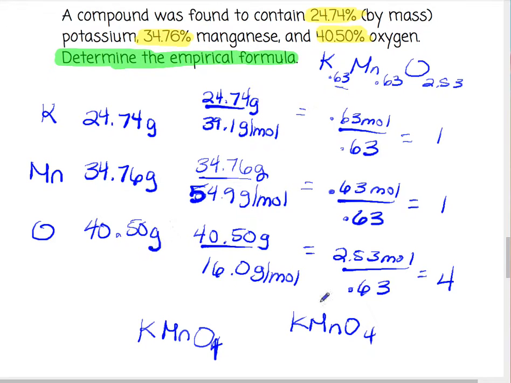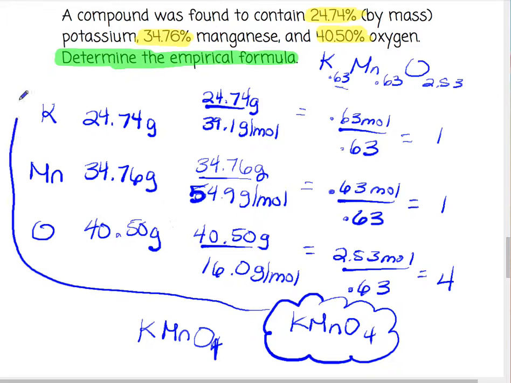Okay? Now we have an empirical formula for the elements where the percentages were as follows. Okay? Everybody good? Okay, let's carry on.